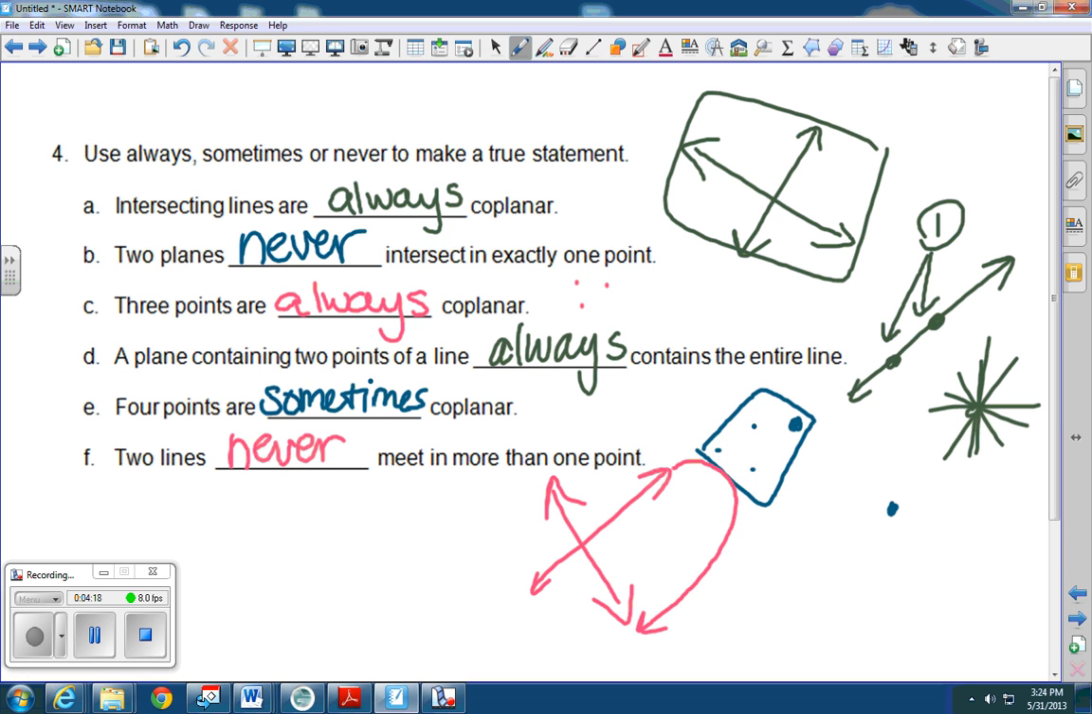And I want to be specific about that. 2 unique lines never meet in more than 1 point. If you're talking about the same exact line, like how many times does this line intersect with this line, then they intersect an infinite number of times, so they would meet in more than 1 point. But I'm talking about 2 unique lines.